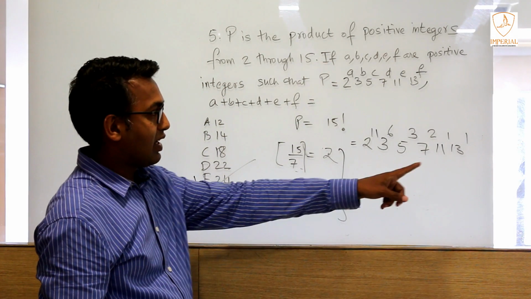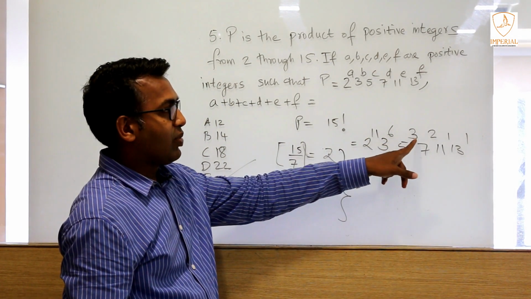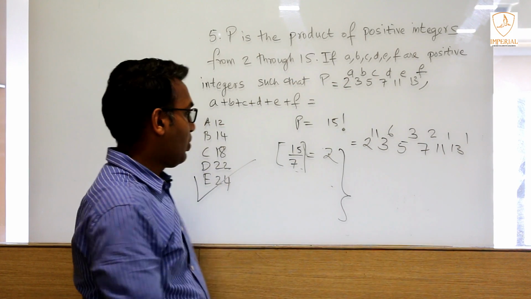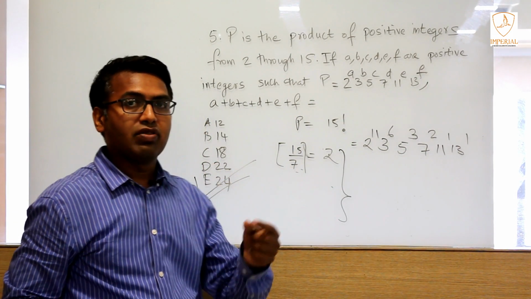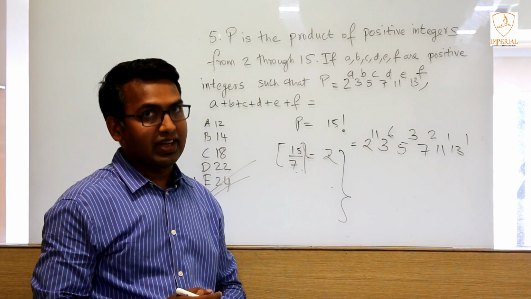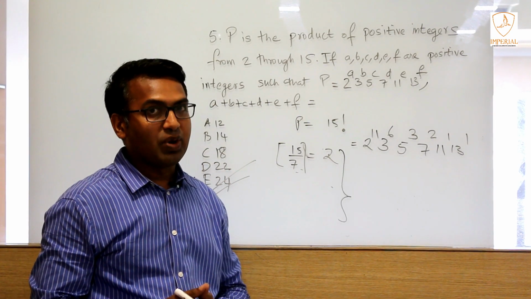So the same answer I'll get: 11 plus 6 is 17, 20, 22, 23, 24. E is the answer. So this is the shortcut to find the power of a prime number in a factorial. Hope you got that concept.